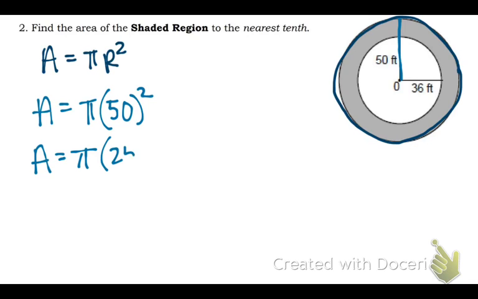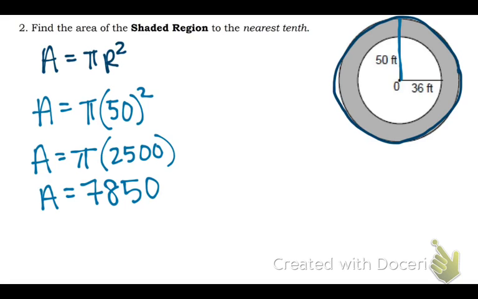So 50 squared is 2,500, just so we're all clear. Times 3.14 is 7,850. Perfect. So if all of the circle is filled in, that's how much area is inside of the larger circle. But this white circle is cut out.